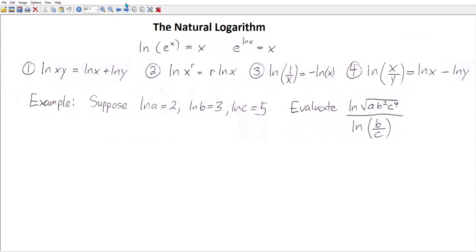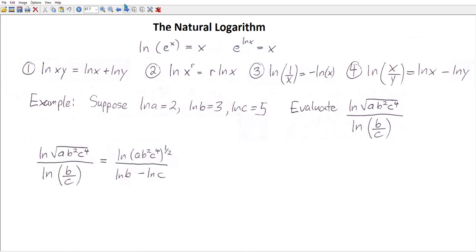So let's do another one. So let's assume here that we know the log of a is 2, the log of b is 3, and the log of c is 5. Let's figure out what this mess is. Okay, so notice there's no property about log divided by log, so we're stuck with that. But we can simplify both the top and the bottom. Here is the square root of ab squared c to the 4th, and we're going to write that to the 1/2 power.